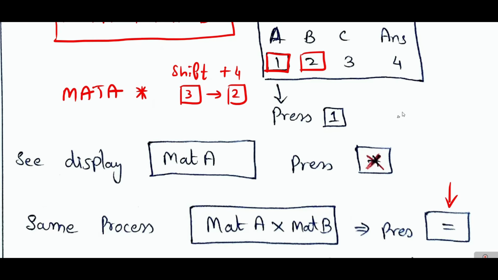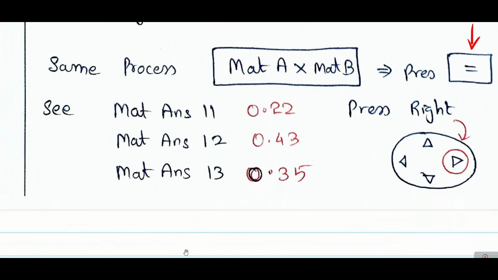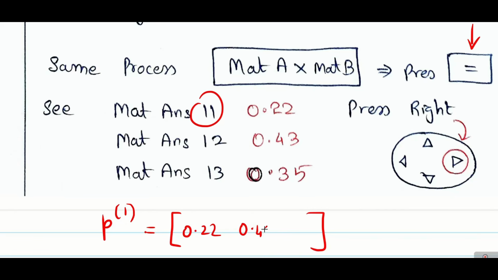So since my P1 here, it is going to be 1 cross 3 matrix. Okay, so I will be having 1 row and 3 column. So I will be getting all the answers. So now mat A11 answer is 0.22, 12 is 0.43, 13 is 0.35. That means you have to write like this in your answer sheet. Okay, mat 11 is 0.22, 12 is 0.43, 13 is 0.35.